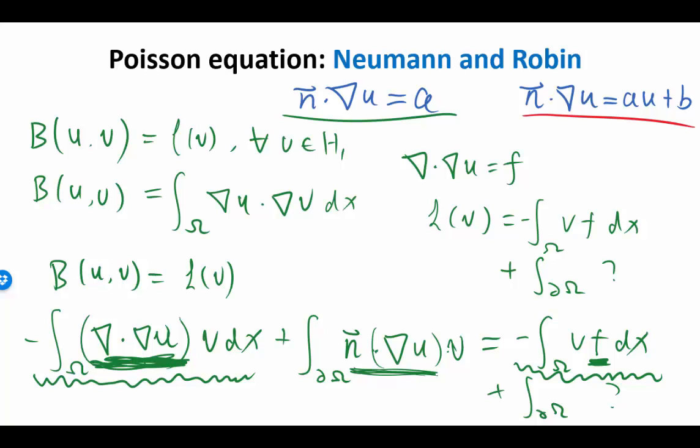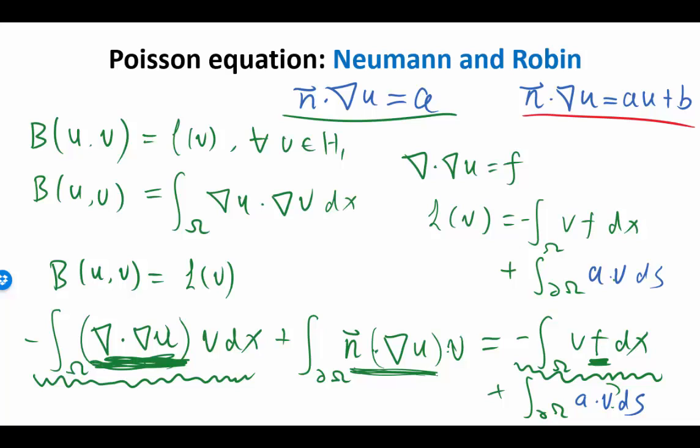So if we take this to be a times v ds, this is a times v ds, then we are properly deriving the boundary condition by saying that v has to be anything. So what is multiplied on v on the boundary has to be equal to whatever is multiplied on v on the boundary on the other side of the equation.